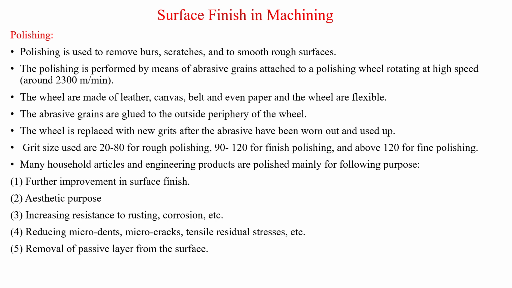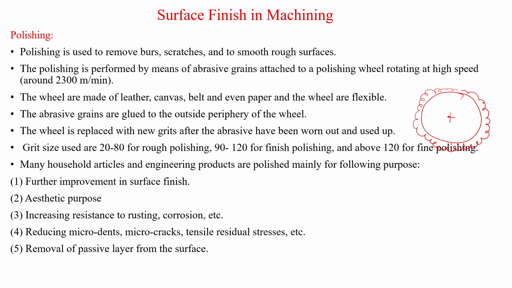Mainly it is performed with the help of abrasive grains attached to a polishing wheel at very high speed, which is around 2300 meters per minute. The wheel is made up of leather, canvas, belt, and even paper. Paper is called emery paper. Abrasive grains are glued to the outside periphery of the wheels. For example, this is the wheel, and here the abrasives are attached.